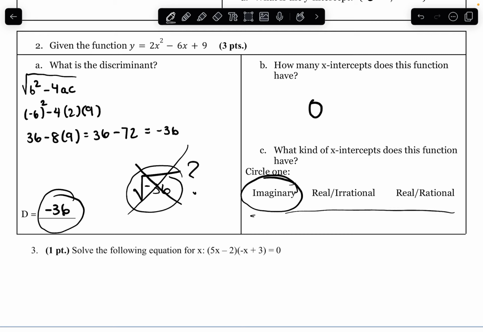You need to fully study this. You can make a tutoring appointment with me, or you can look it up on the internet. You can do whatever you gotta do, but you will not do well on the retake exam if you don't actually fully understand this portion of it.